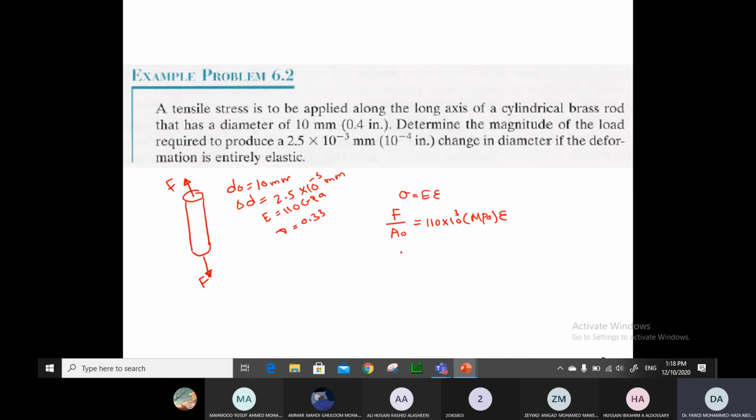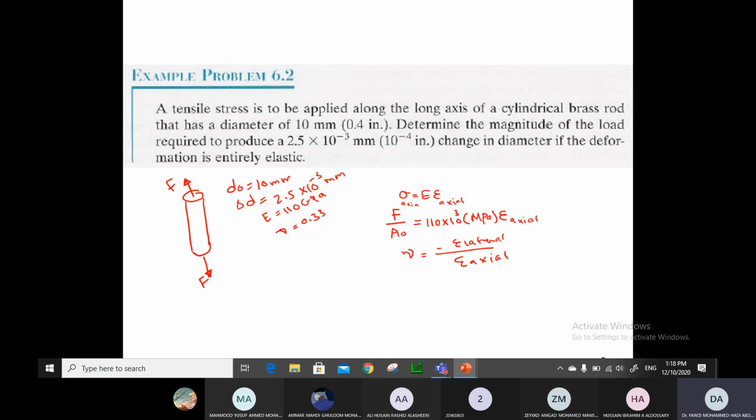We can also use Poisson's ratio relationship. We can say Poisson's ratio is equal to what? Minus the lateral strain divided by the axial strain. So where is the axial strain? This is the axial strain, because this is axial stress and that is axial strain. So you have the lateral strain divided by the axial strain.